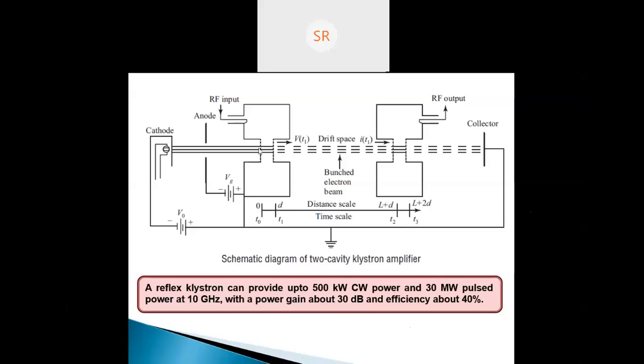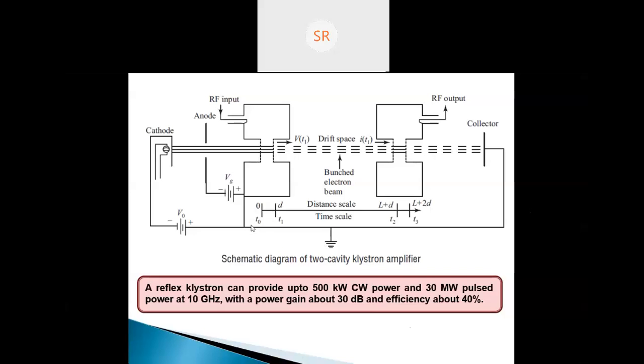And here it starts, T0 to T1 time. This is the time of interaction of the electron with the RF field. And T1 to T2 is the time in which the bunches of electrons propagate through this drift region. Then T2 to T3, they provide their energy to the cavity called the catcher cavity. So that's why we get the RF output amplified here.